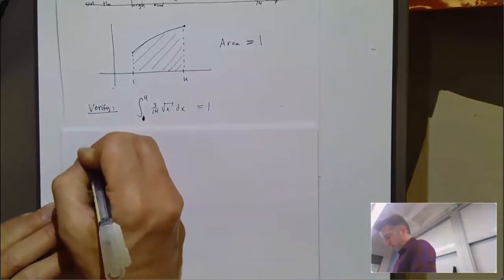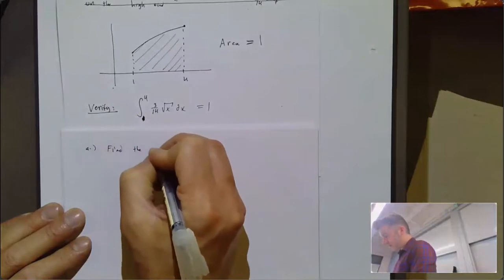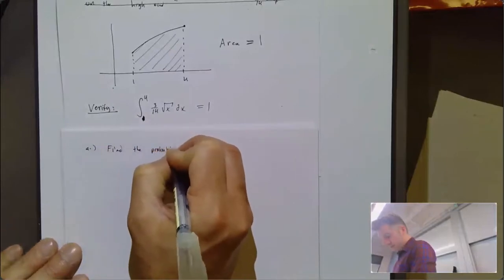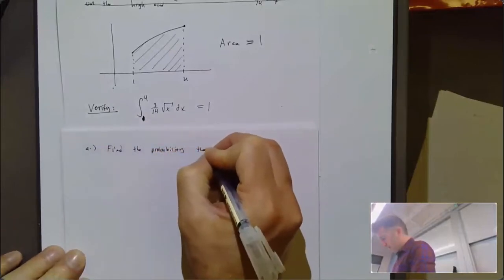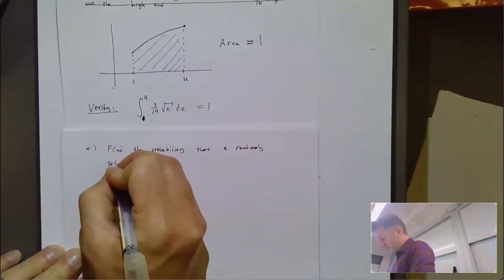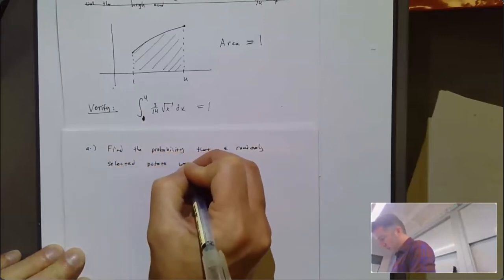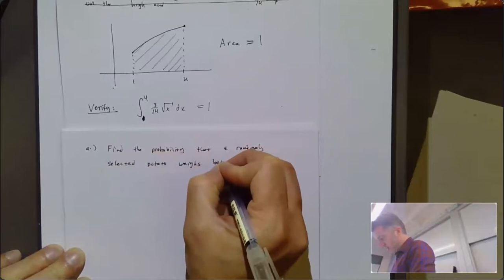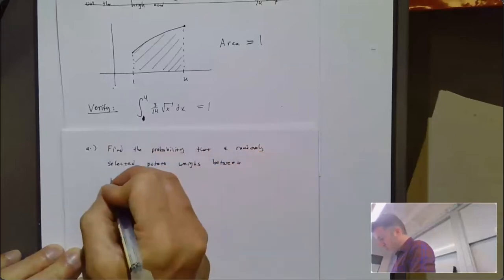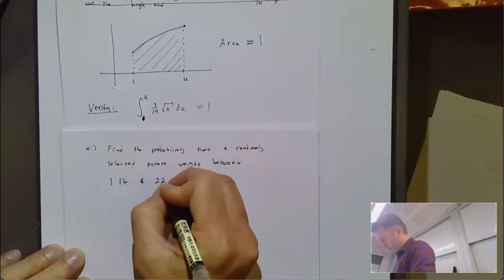So let's find the probability that a randomly selected potato weighs between 1 pound and 2¼ pounds.